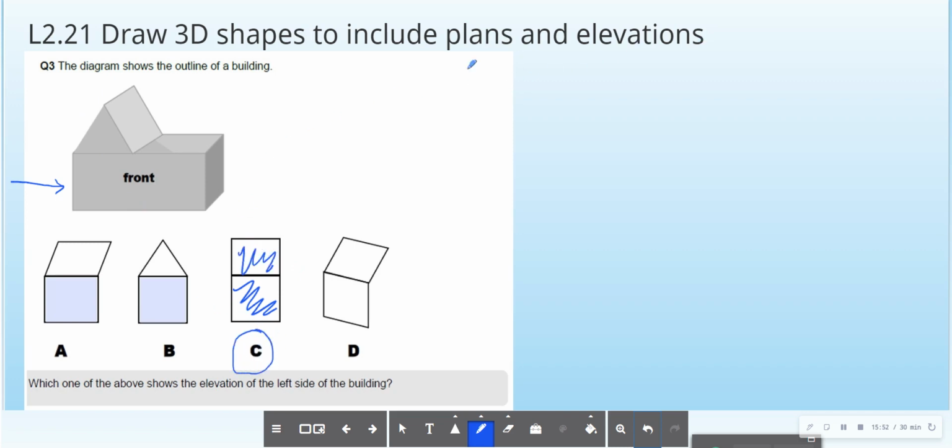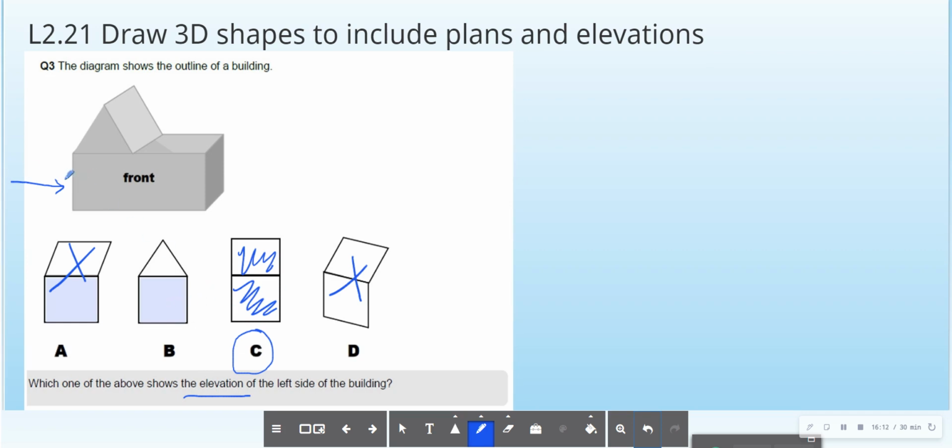Whenever you see that word elevation, it should not look 3D at all. So that looks a bit 3D, so that's wrong. That looks a bit 3D. All of your plans and elevations will always be a 2D shape. There won't be any 3D about it. So if it's looking a bit 3D in the answers, you know it's not going to be one of those. So it's either B or C straight away.